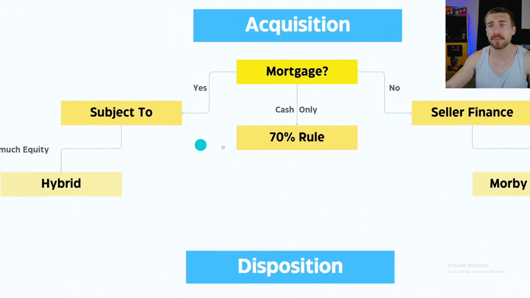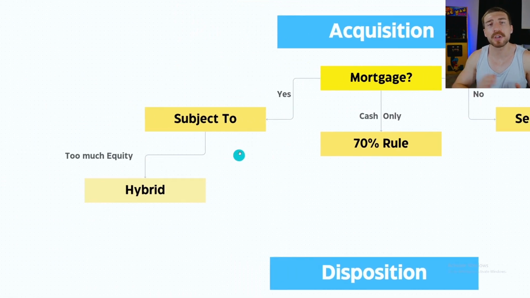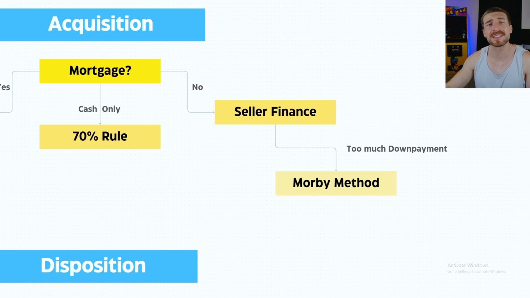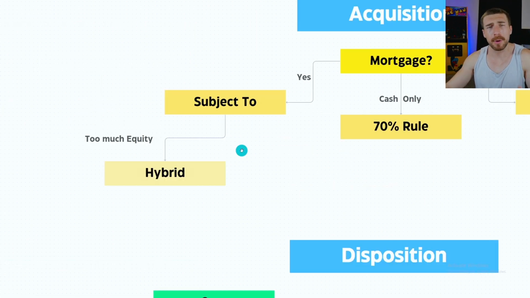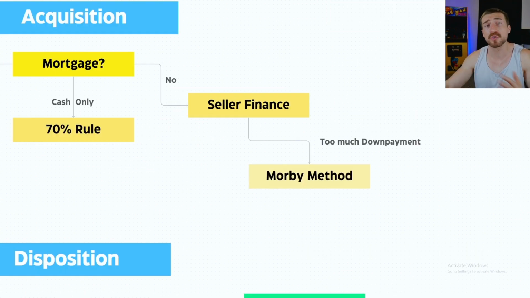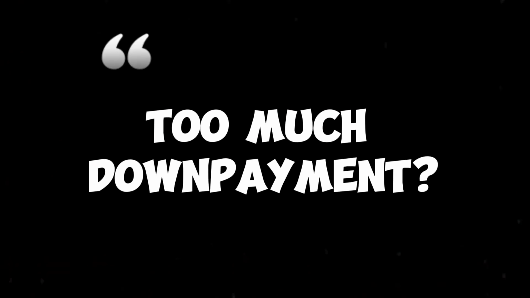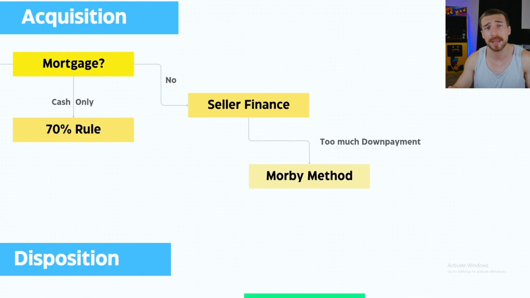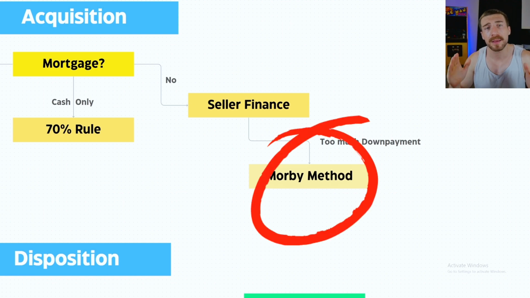So if there's a loan on the property, think subject to. How can you take over their payments? If there is no loan on the property and the seller owns it free and clear, then seller finance. It's that simple. But what if there is a loan on the property, but the seller has too much equity and it doesn't make sense as a subject to? Well, then it's a perfect hybrid deal. Or on the other side, if there's no mortgage and you're doing seller finance, but the seller just needs a big down payment, like 30% plus down payment, then do a Morby method deal.